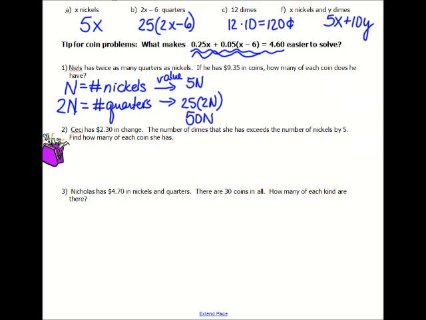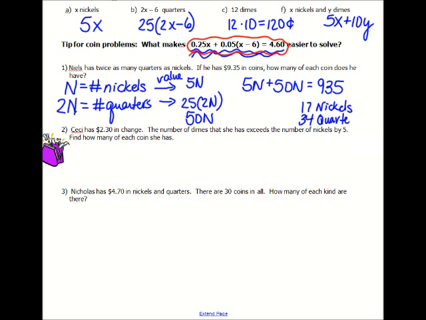Again, back to this up here, basically I multiply through by 100, but I do everything in cents, okay? So I'm going to say that 5N plus 50N equals 935. And I would solve that, and you should solve that. All right? So I would get 17 nickels and 34 quarters.